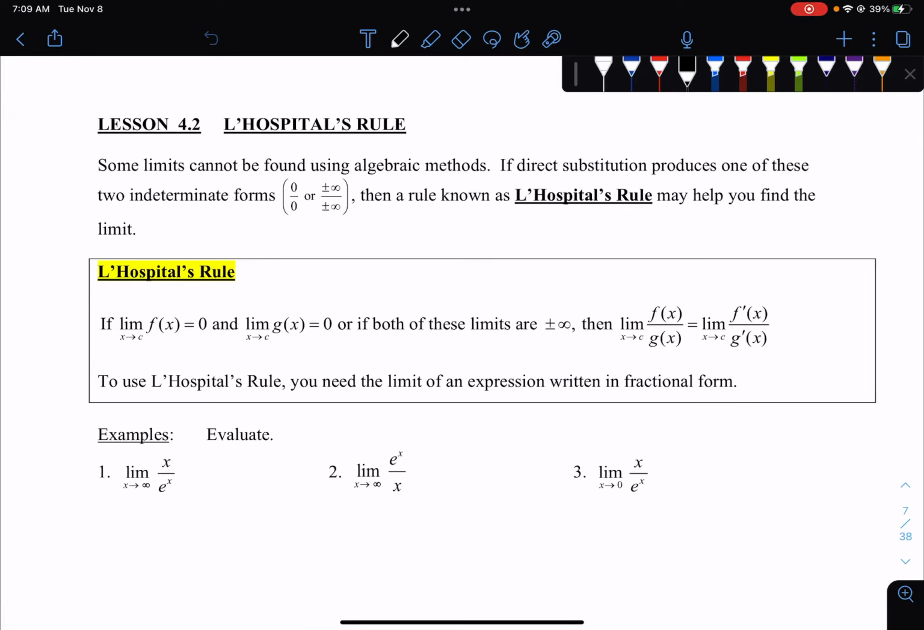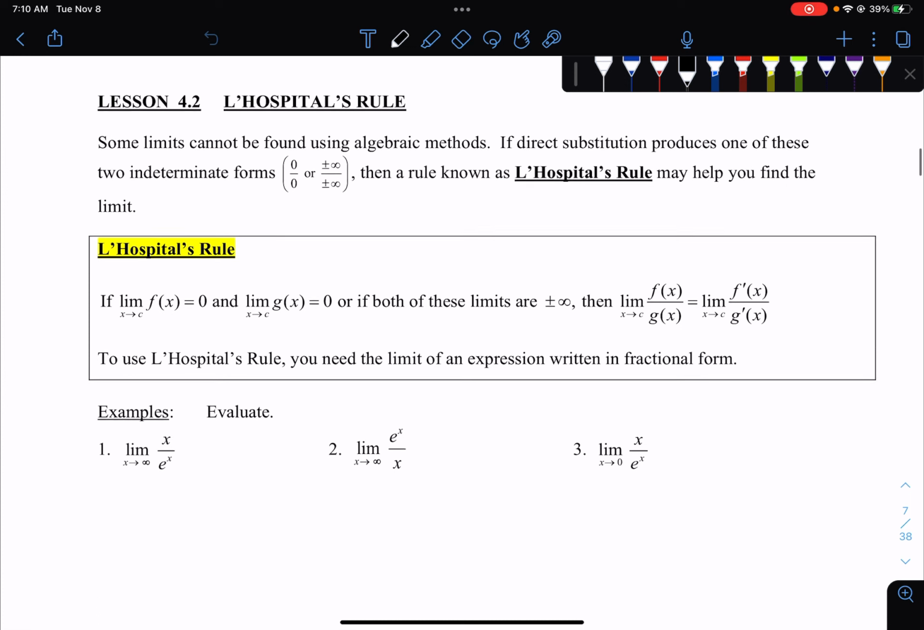All right, 4.2 L'Hopital. You guys are going to like this one. It takes a lot of the stuff that we've done in the past with limits, and yes, we're revisiting limits. They're coming back a little bit. But it gives you an alternate way to solve limits. So here's how the rule works, all right?